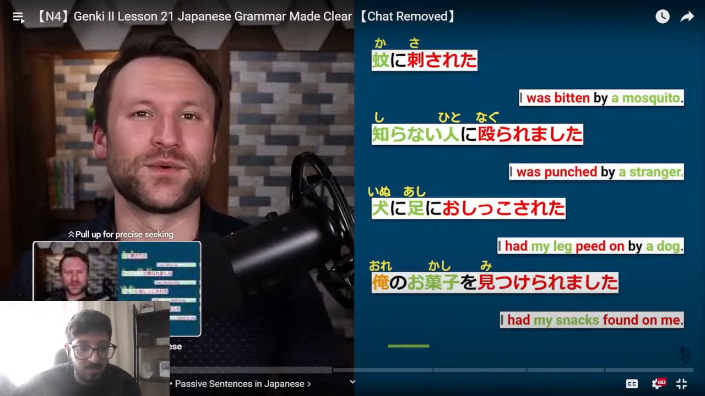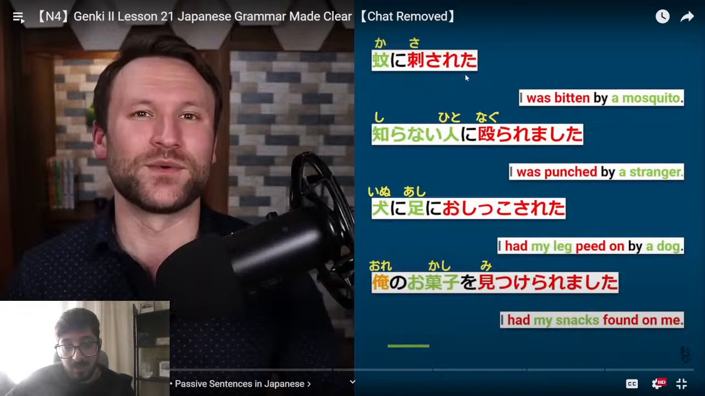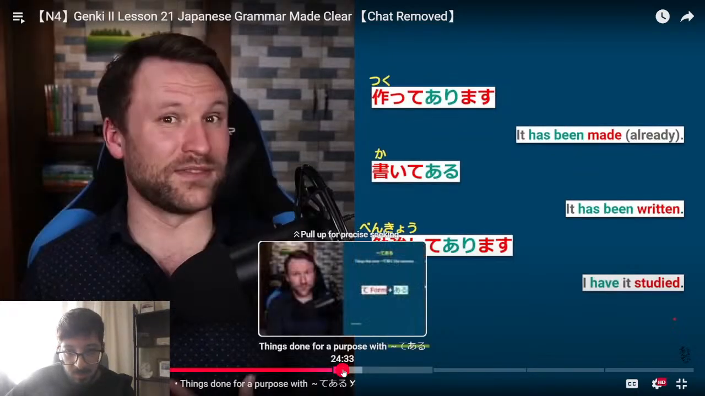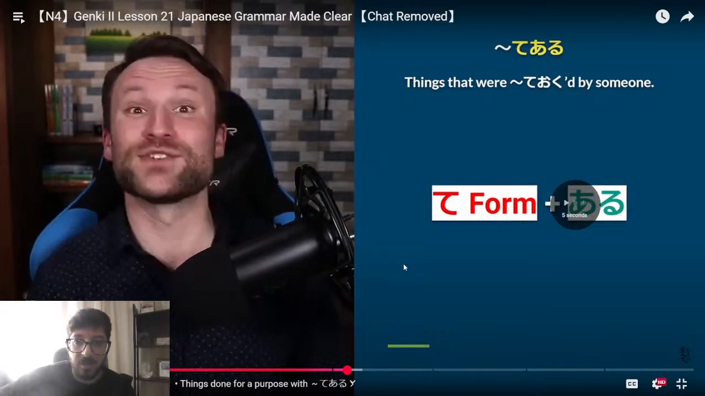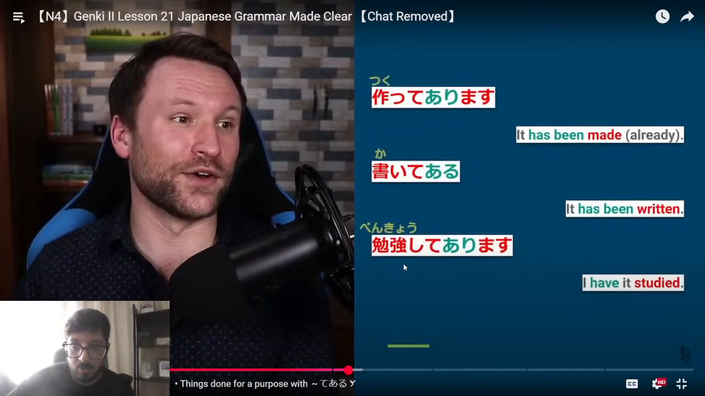Maybe the passive voice is that the act of biting has an actor, but te aru doesn't have one. Te aru doesn't have an actor, doesn't have a doer. So tsukutte arimasu, it has been made already, doesn't have a doer.